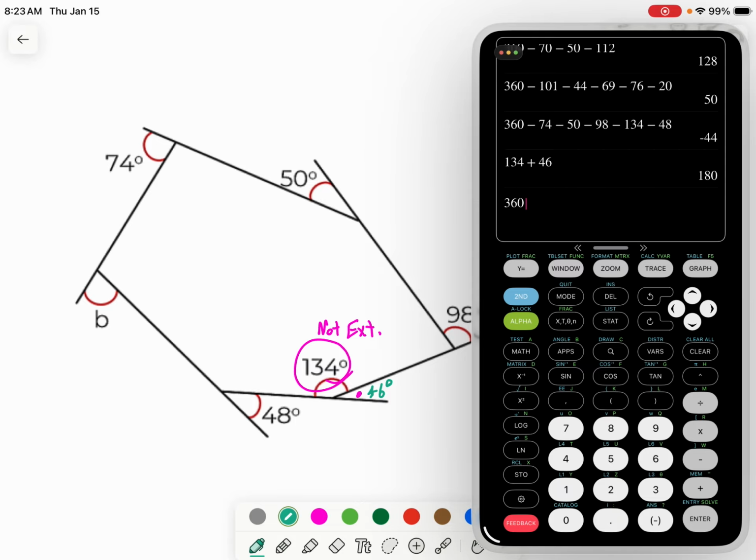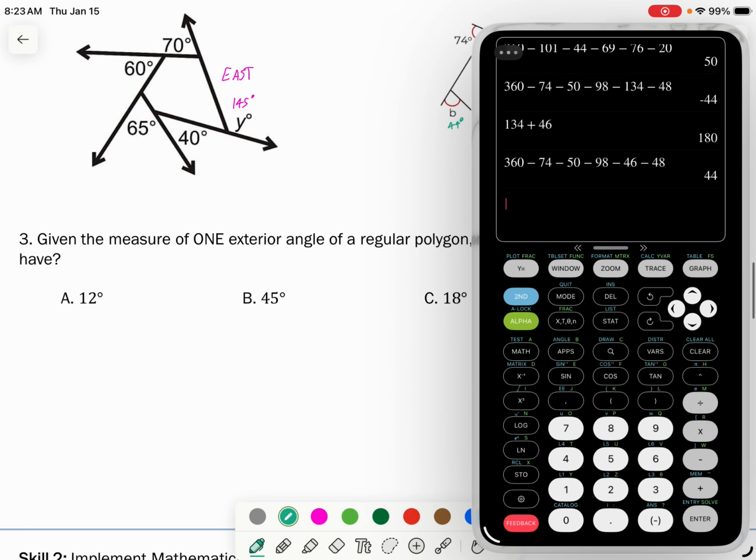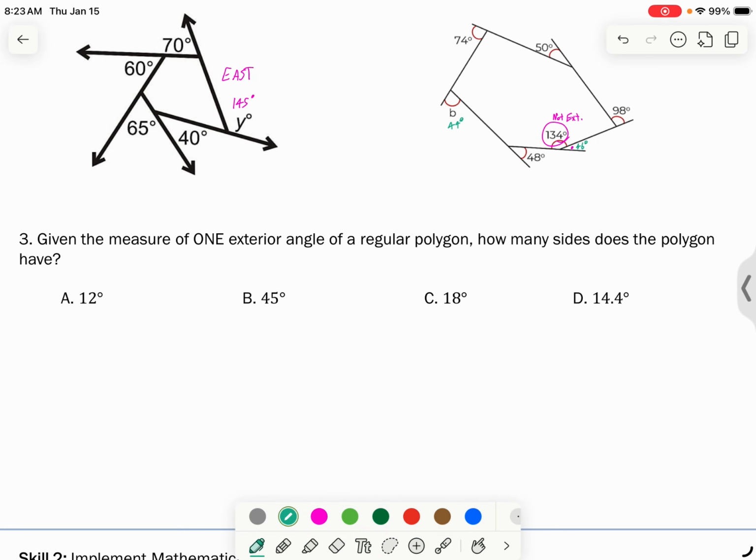360 minus 74 minus 50 minus 98 minus 46 minus 48. All right, and I know that B is 44 degrees. With that knowledge, we can go ahead and answer the next set of questions.